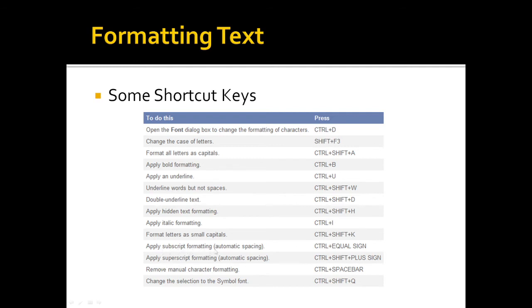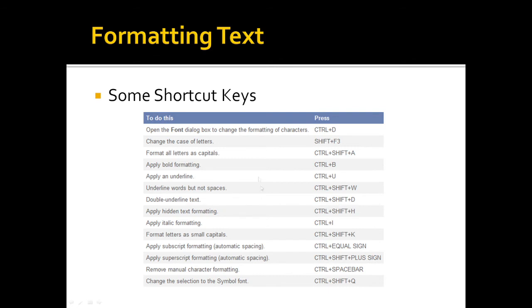Apply subscript formatting, Control equal sign. Apply superscript, Control Shift plus sign. Remove manual character formatting, Control spacebar. Change the selection to the symbol font, Control Shift Q. So these are some of the shortcut keys.